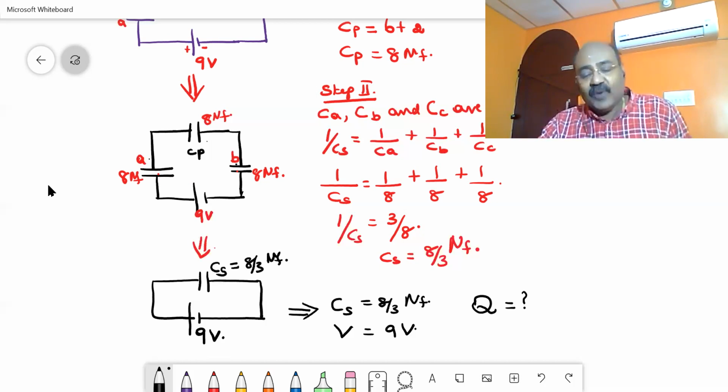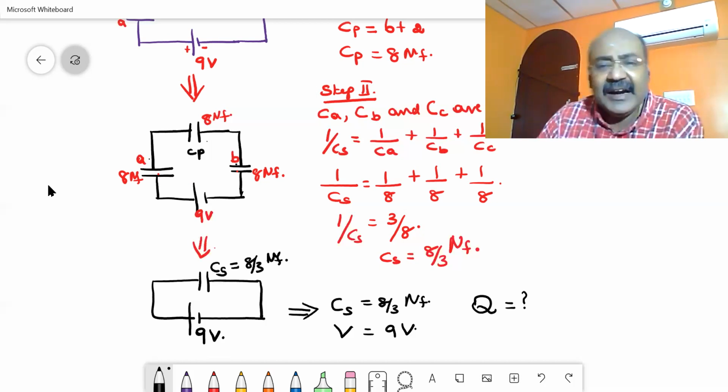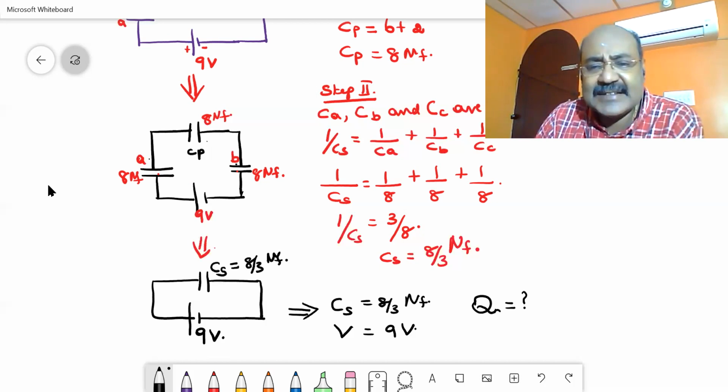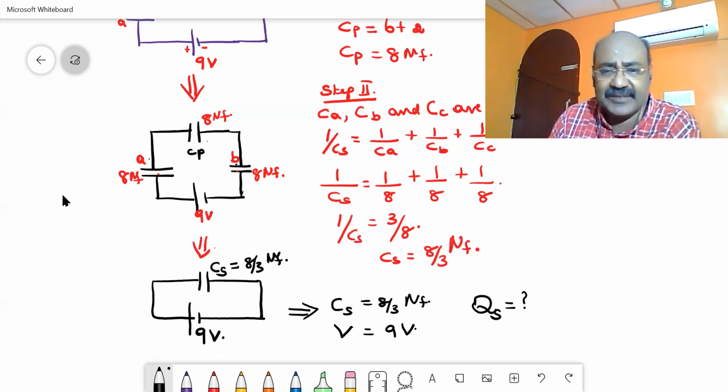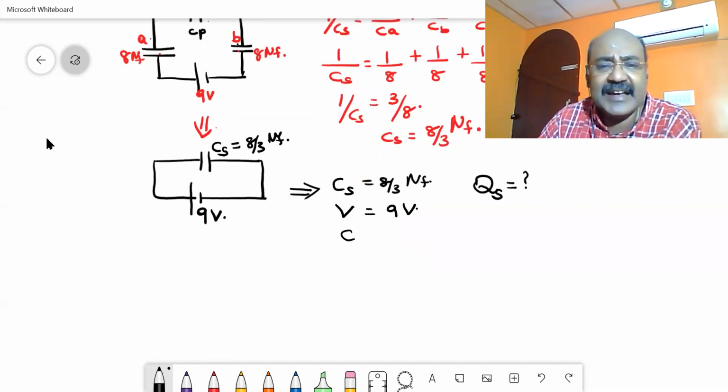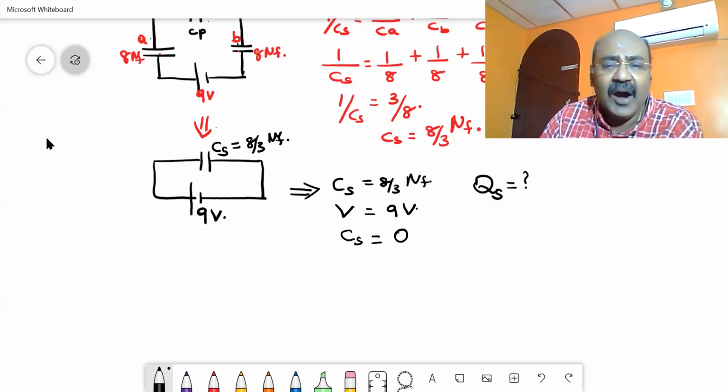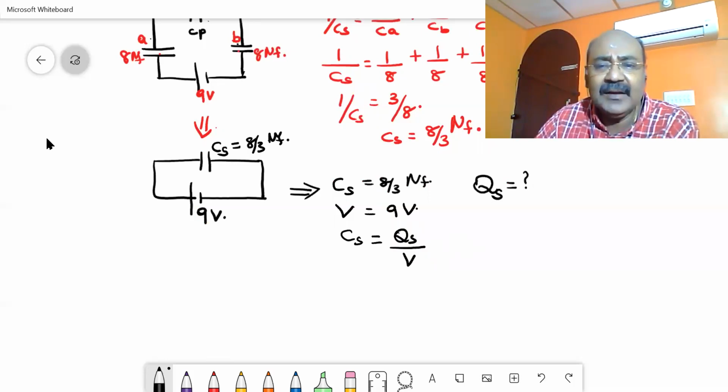Let us calculate the value of the charge. Let us consider this charge as QS, because this is a series combination. We know the formula: CS is equal to Q by V, so QS divided by V. On cross multiplying, I can write QS is equal to CS into V.